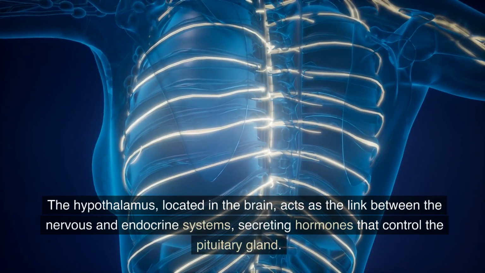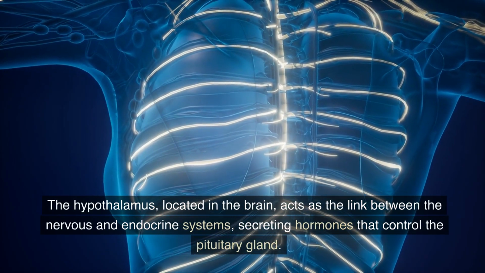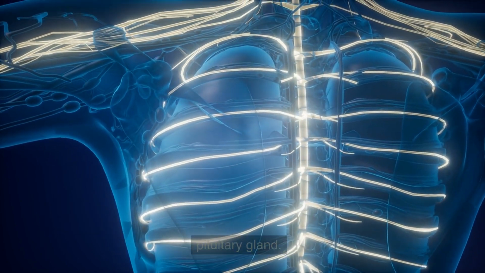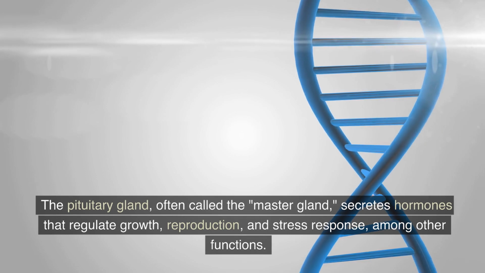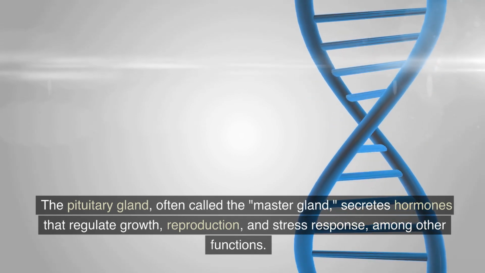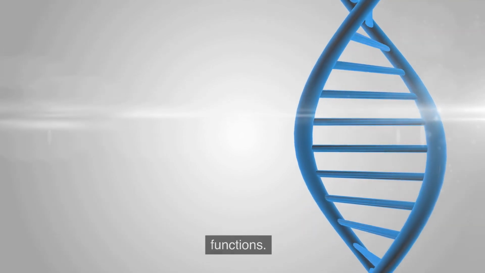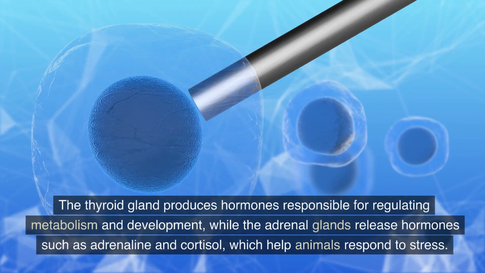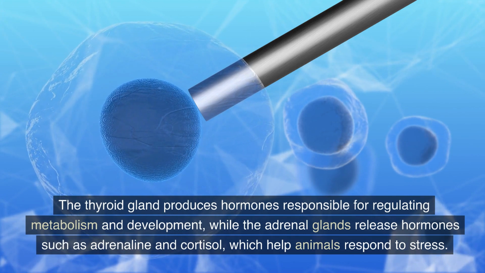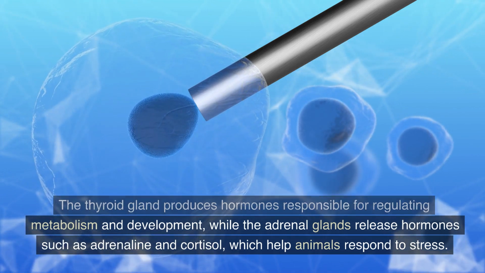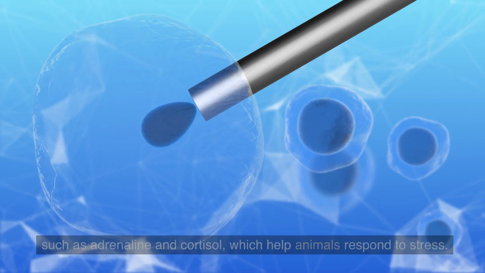The hypothalamus, located in the brain, acts as the link between the nervous and endocrine systems, secreting hormones that control the pituitary gland. The pituitary gland, often called the master gland, secretes hormones that regulate growth, reproduction, and stress response, among other functions. The thyroid gland produces hormones responsible for regulating metabolism and development, while the adrenal glands release hormones such as adrenaline and cortisol, which help animals respond to stress.